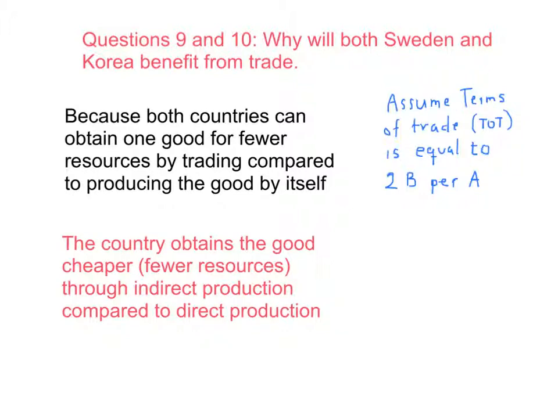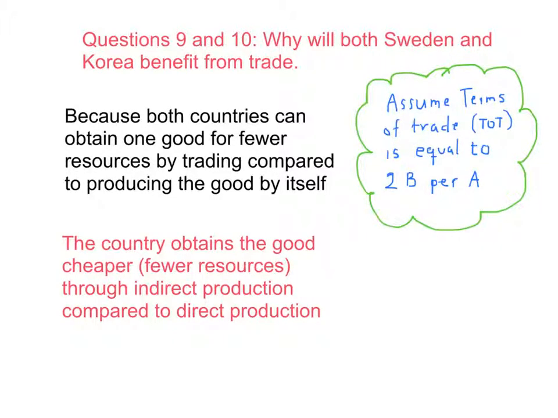Alright, so we have determined that the terms of trade has to be between 1.5 B per A and 2.5 B per A. Here we simply assume, because I have to pick one number, given that we don't describe preferences and the demand side, that right now the terms of trade is 2B per A. This makes sense because it's in between 1.5 and 2.5, so it's believable.